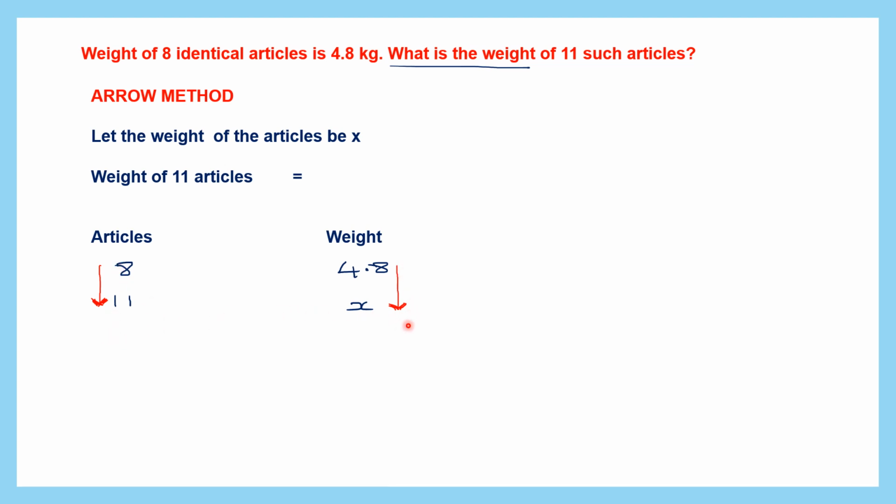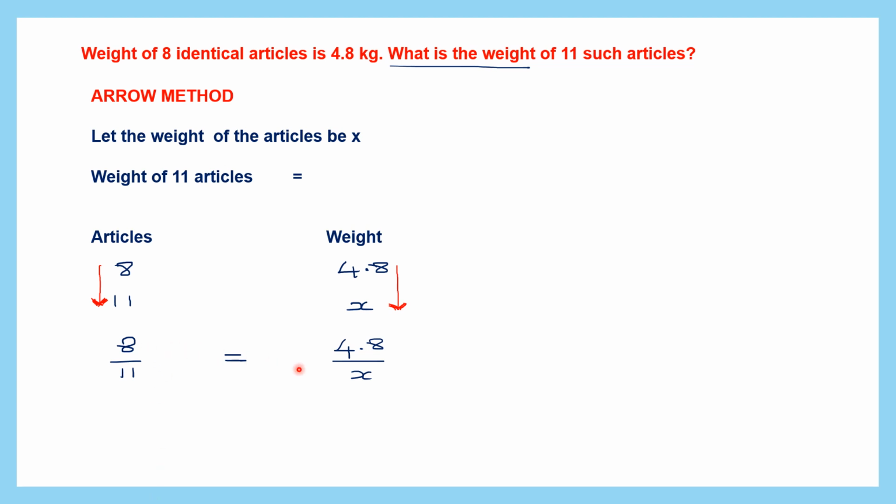So now what we're going to do is we're going to write this as a fraction. Now the point from where the arrow starts, we're going to start writing that as the numerator. So 8 will be the numerator and 11 will be the denominator. So let me write that. So 8 by 11. Remember, from where the arrowhead starts, that will be your numerator. Now here also the arrowhead starts from 4.8. So that is going to be the numerator. So 4.8 by x. And this is equal to each other because we are going to find x. Now let's work this out. So 8 by 11 is equal to 4.8 by x.